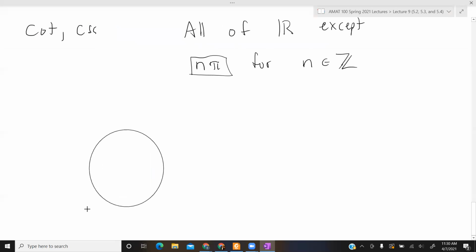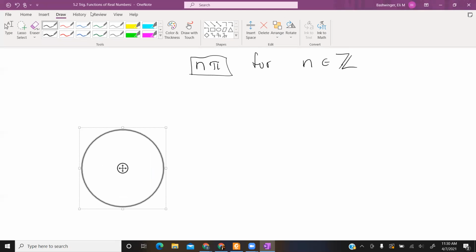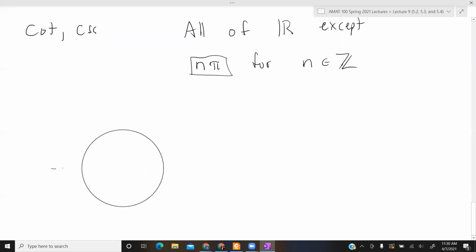So let's draw a unit circle, and then suppose we're given a t-value. Let's say it's just positive for simplicity. I give you a t-value that's positive. It means you land here. That determines the point x, comma, y.